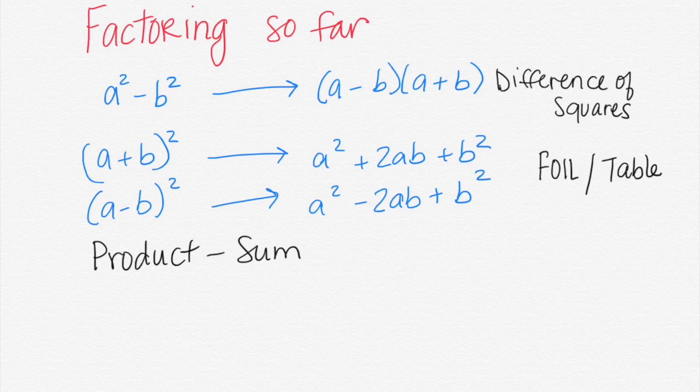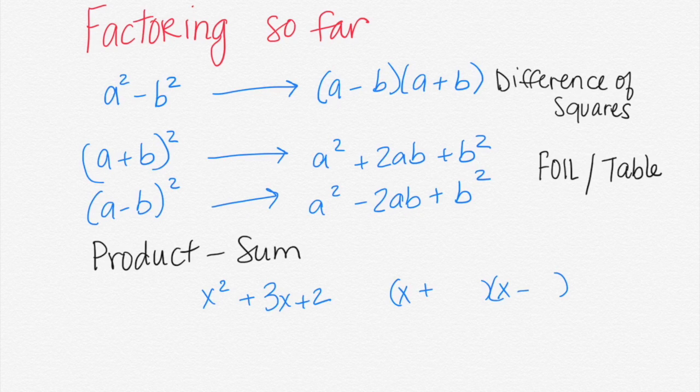The third type of factoring that we learned is something called the product sum method. And that basically says that you have to look at the last term and look for factors from that last term and find a combination that will add up to the term in the middle.